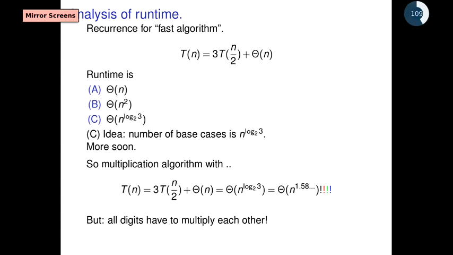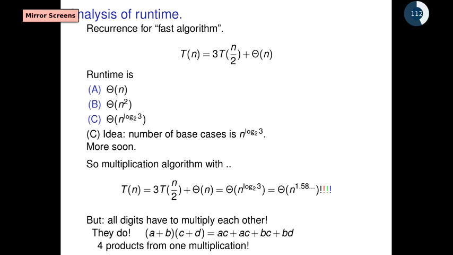A lot better, right? But all the digits have to multiply each other. That's still true, I didn't get away from that. It's so much better, you're confused. How could this possibly work? All the digits have to multiply each other. I know they do. We just made them multiply each other in exactly the right way where it all works out. It's brilliant, right? It's sort of amazing, right?